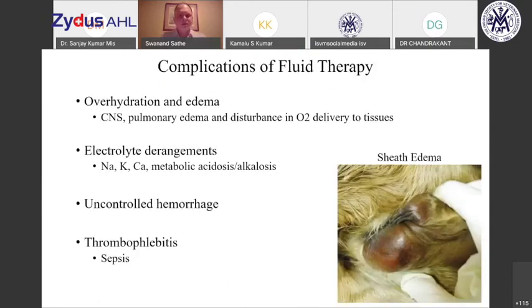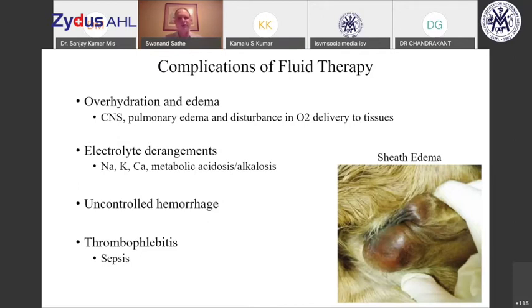Some complications of fluid therapy, like I mentioned before: if you push in too much fluid too fast, you can have pulmonary edema. You can run the risk of having brain swelling. You can have impaired oxygen delivery to tissues due to tissue edema. You can have electrolyte derangements such as that of sodium, potassium, and calcium, leading to metabolic alkalosis and acidosis.